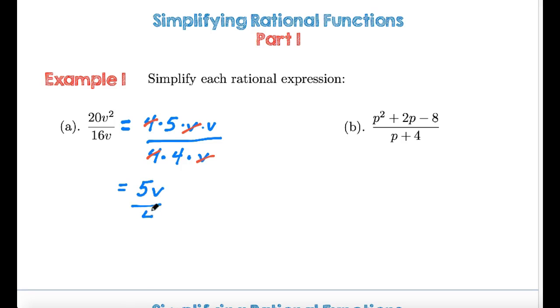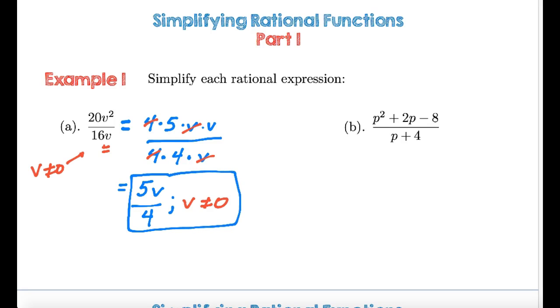Now you might say, hey, great, everything works here, but let's be careful. Way back at the beginning, v can't be 0. So v cannot equal 0 here. That means v cannot equal 0 in our final answer, because these expressions are equivalent. They must have the same domain. So there's our first answer.